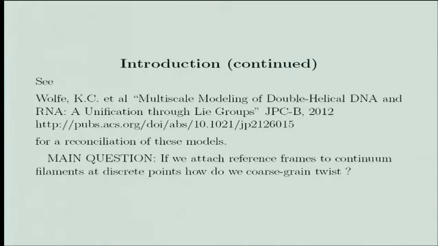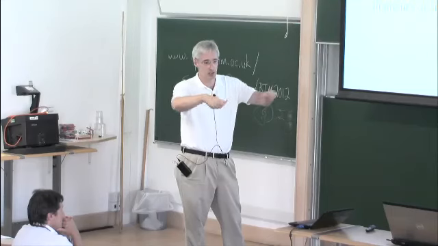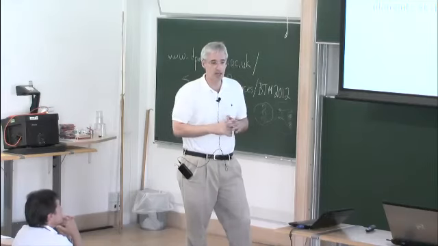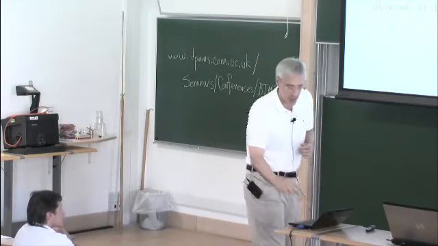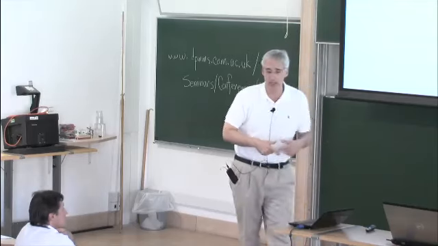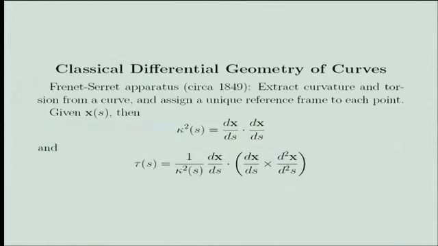But the main question for the talk today is how, given a continuum filament that's twisted, if we take discrete reference frames along that filament, how can we keep track of the total twist? And how can we go the opposite direction? Given discrete reference frames, how can you extract twist from that by fitting a smooth curve to it?